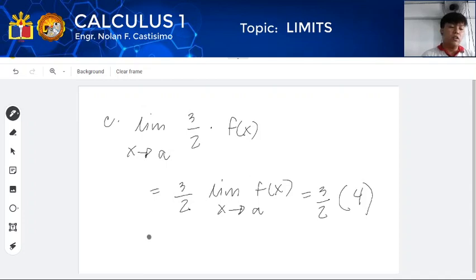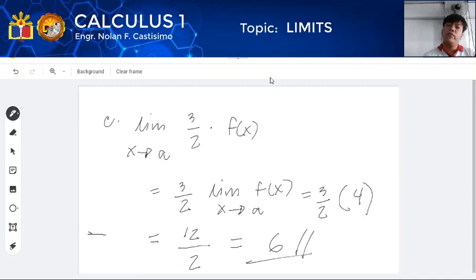So, ano yung magiging sagot? It's equivalent to, so 4 times 3 is equivalent to 12 divided by 2. So, baka magtaka kayo kung paano nangyari yan, ha? So, 4 times 3 is equivalent to 12 divided by 2. And then, i-divide na natin, magiging 6. So, yan na yung final answer natin sa letter C.